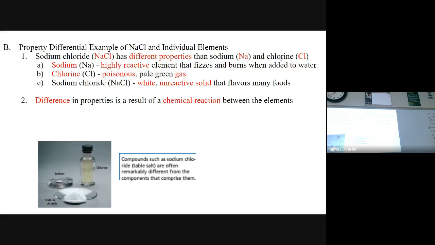Fun. All right, so we have an explosive element, a poisonous element coming together. It's like, oh my gosh, I just have to put this on food. Right? I particularly am not one that puts any extra salt on there.